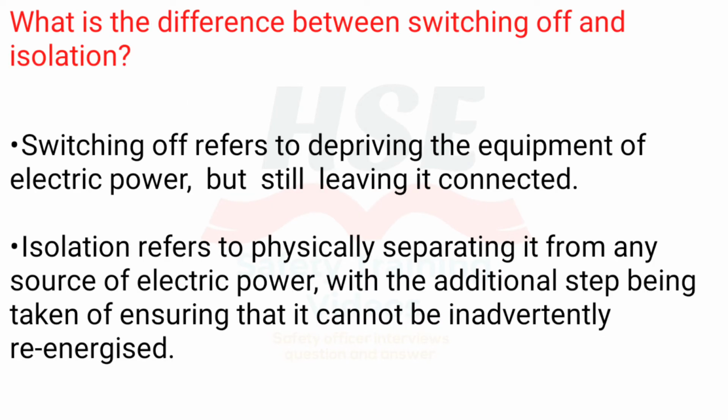What is the difference between switching off and isolation? Switching off refers to depriving the equipment of electric power, but still leaving it connected. Isolation refers to physically separating it from any source of electric power, with the additional step being taken of ensuring that it cannot be inadvertently re-energized.